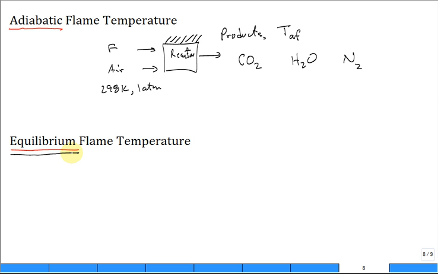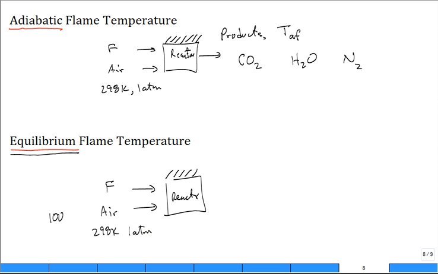Well, we still have a reactor. The reactor is well insulated. We still bring in the same fuel. We still bring in the same amount of 100% theoretical air. We still bring it in at 298 Kelvin and 1 atm. All of this is the same. I should put 100% theoretical air. Okay. But what we do have is products come out, but the products are at a lower temperature, the equilibrium flame temperature. That temperature is less.